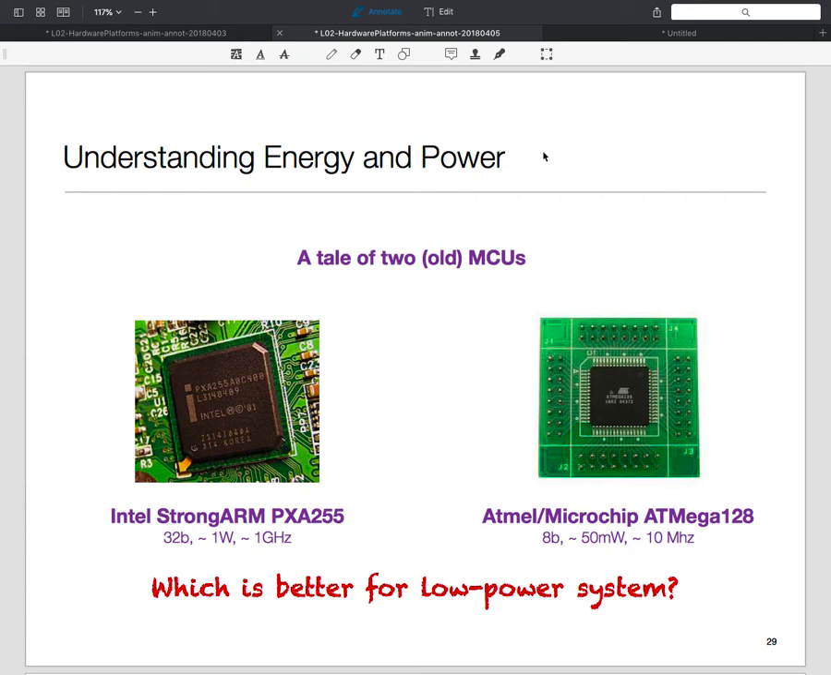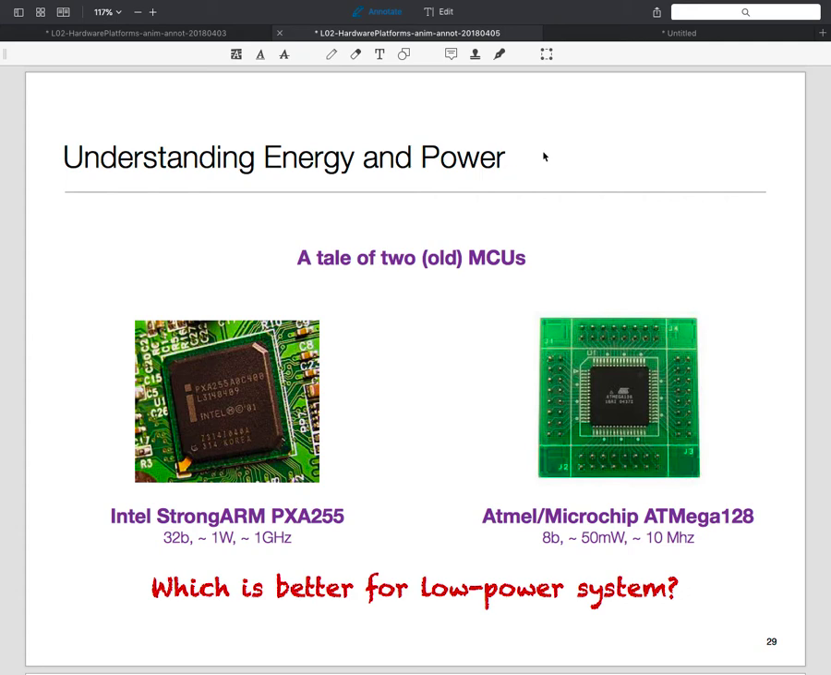So my question: which one is better for a low power system? Everyone thinks right? Anyone think left? No? Yeah, it's a trick question, obviously. So you're smart, so you're going to say left. Okay, but then I'm going to ask why. Because that's only the peak wattage or power. In normal operation it would be a lot less.